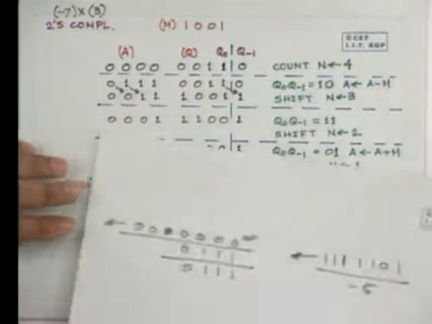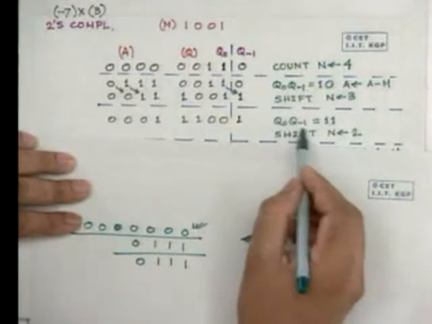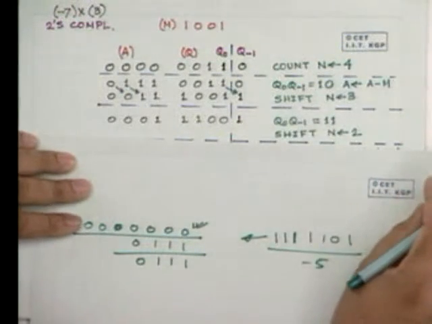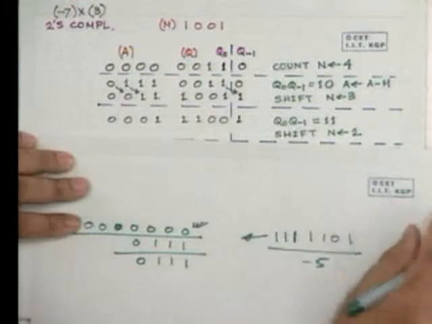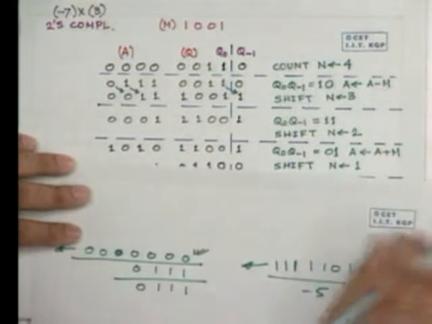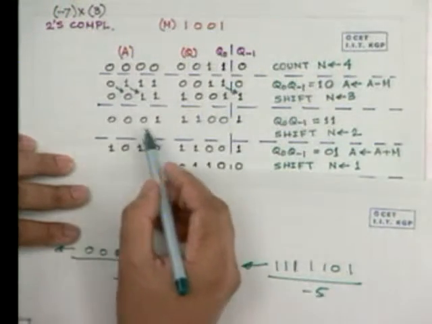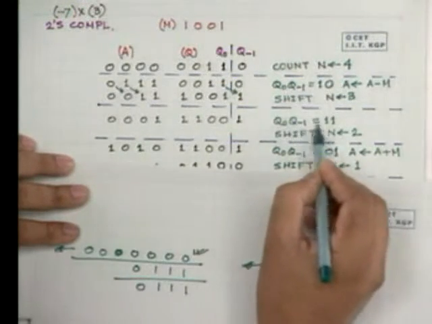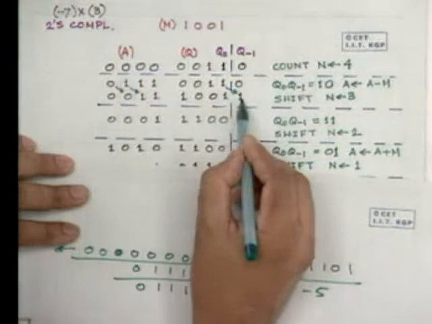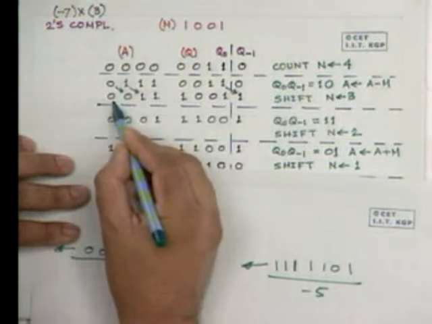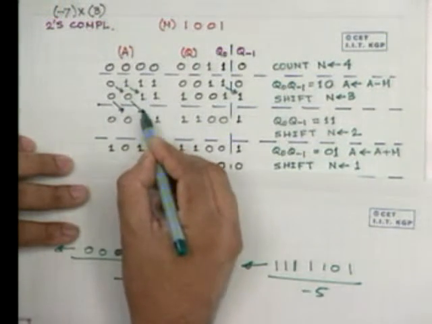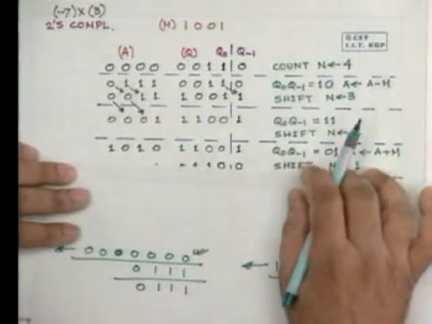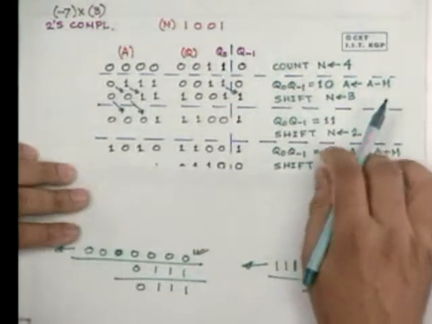Now, similarly, since Q0, Q minus 1 is 1 1, we don't do any operation, we simply shift. Therefore, this is shifted here. Q0, Q minus 1 is 1 1, therefore the shifting is done. This comes here, and so on. The entire thing is shifted right.